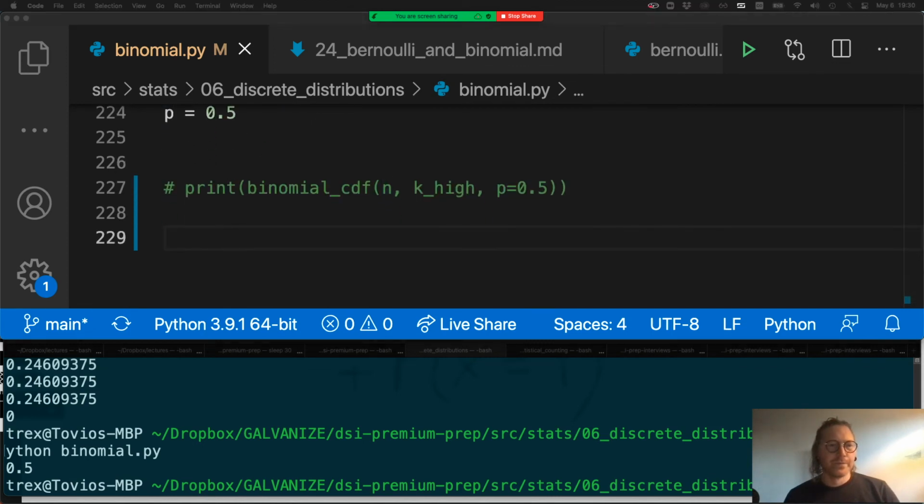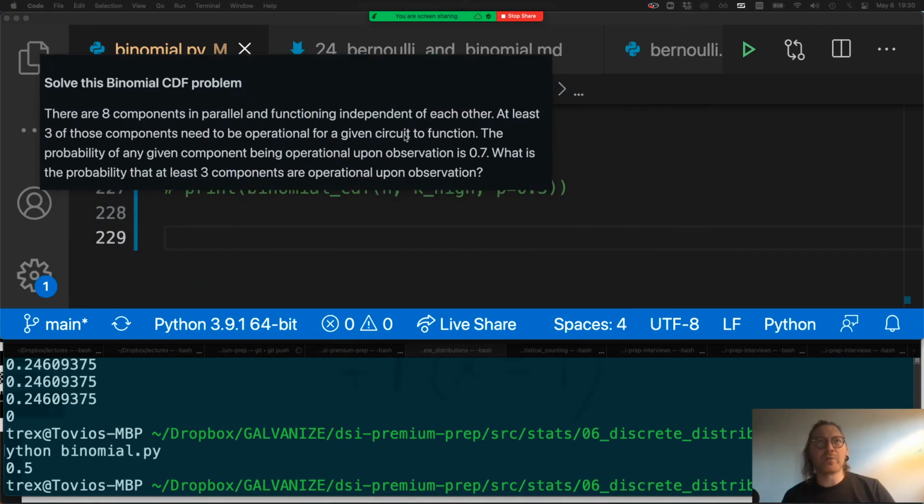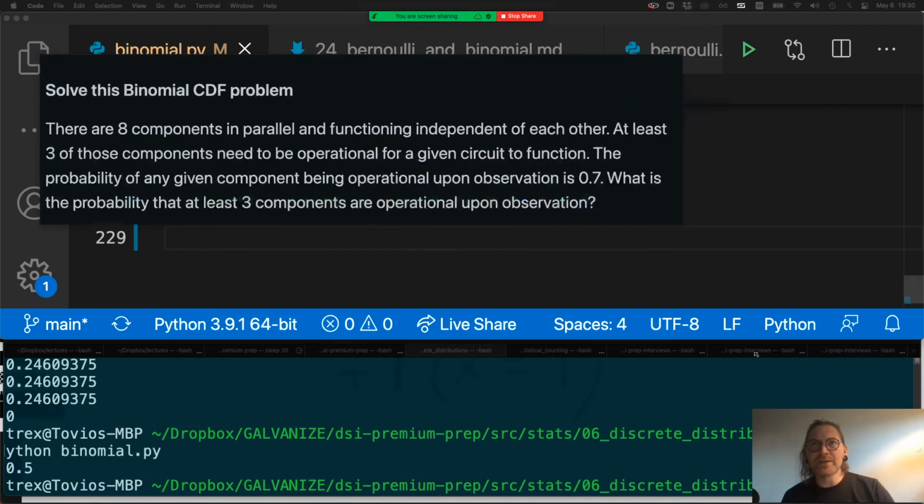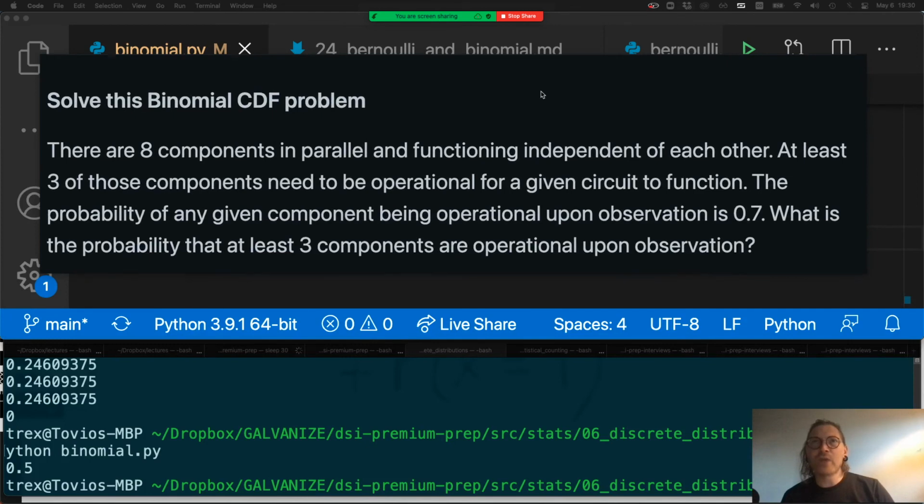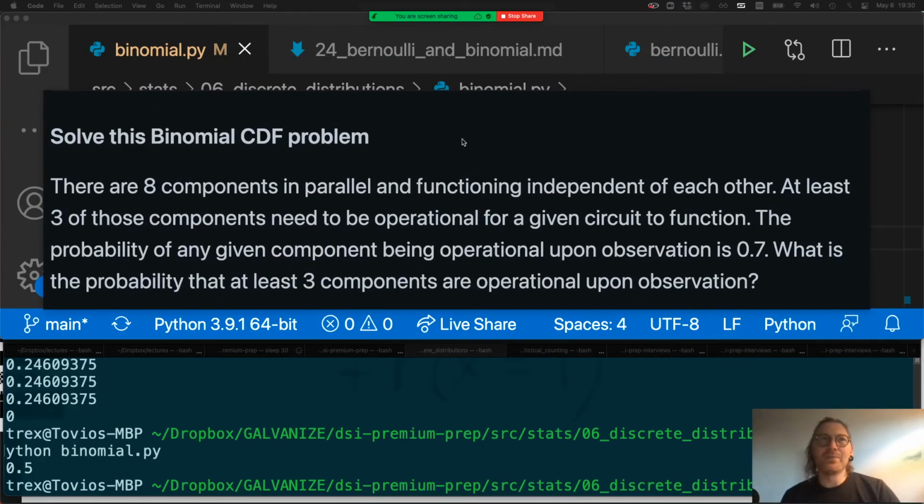And I think there's a CDF problem here. So let's go ahead and do this. Oh, this is one of my favorite kinds of problems. When I write these, I tend to write these because I like thinking of this in a real world application where you have parallel components in a circuit and you have redundancy.